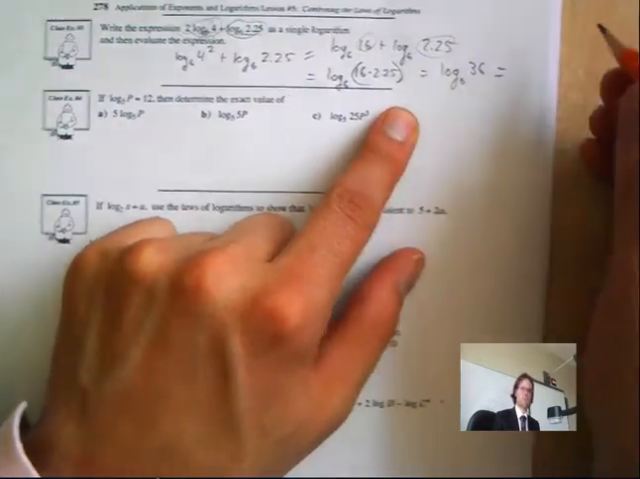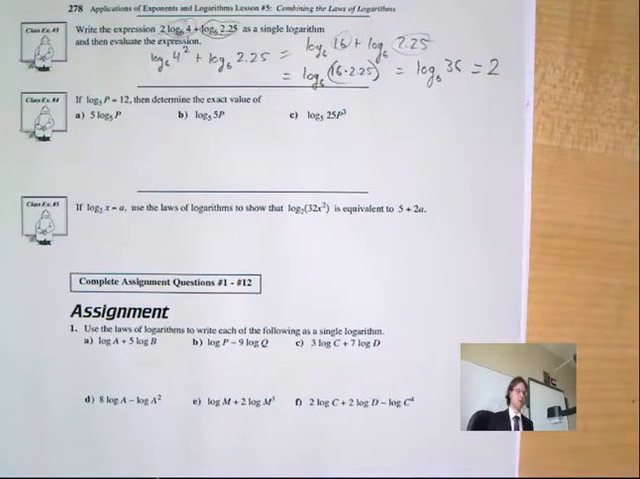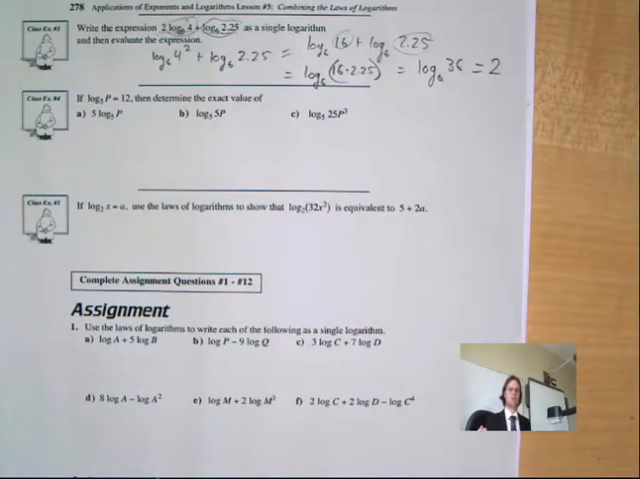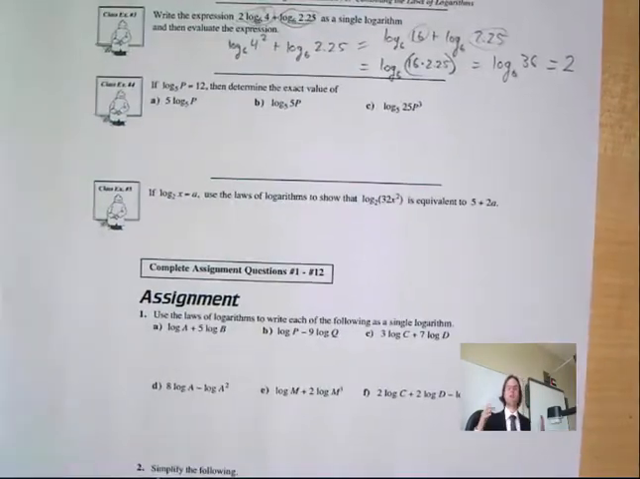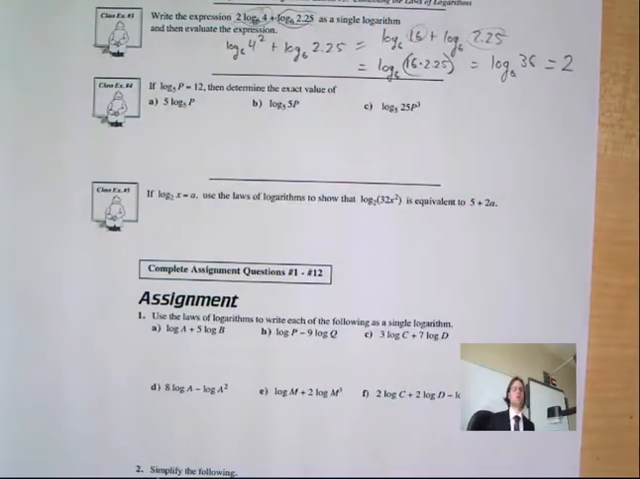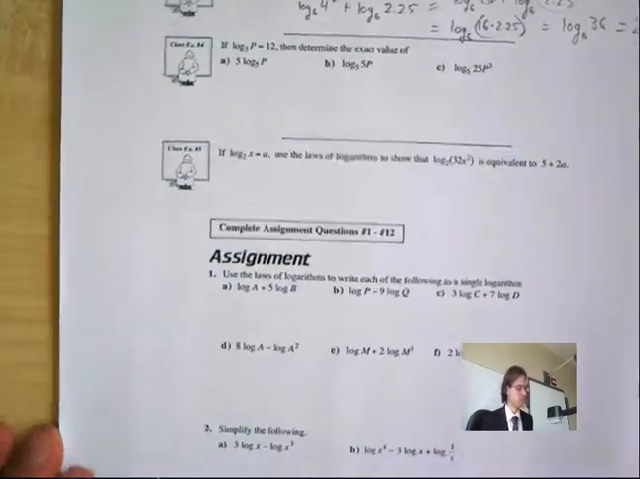Which is equal to 2. Right? 6 to the power of what is equal to 36? 2. There we go. And look at that. We just did all of our lessons in one question. So it's a good review right now.